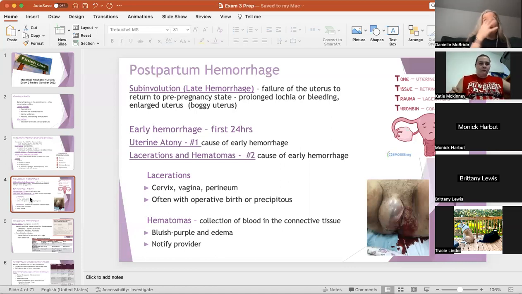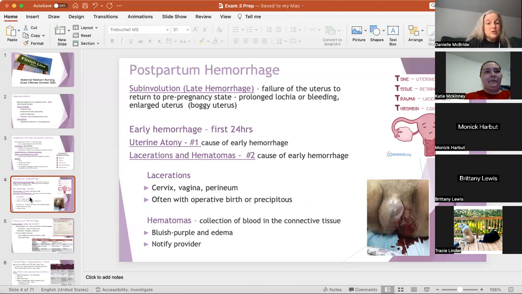So think about how the uterus is supposed to return to its pre-pregnant state. How much does it go down per day, do you think? Is it 1 centimeter, like 1 finger breadth? Yeah, that's exactly right. So it should be going down about 1 centimeter or 1 finger breadth per day. And so if we have an enlarged uterus, then I am palpating it at a higher place than I would anticipate based on how far she is from delivery.